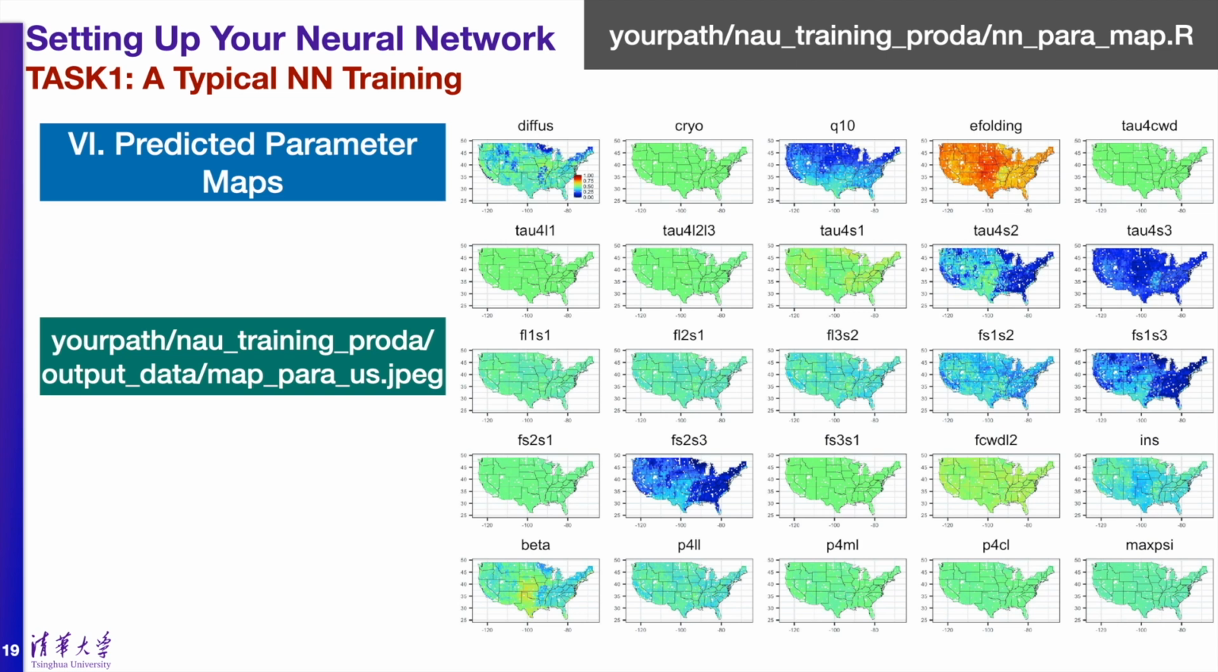Also, we have another output figure describing the predicted parameter maps. Later in task 3, we are going to use these maps to generate the soil organic carbon distribution across the US continent. Again, if you want to generate this map on your own computer, you may need to operate the R language code in the gray box.